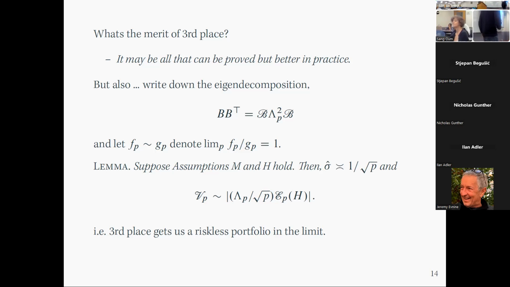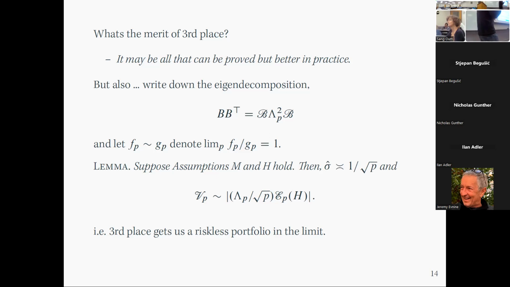The lambda are the eigenvalues, which by assumption M, the Chamberlain-Rothschild assumption, are going to grow linearly with P. It's just a different way to rewrite things, and it's going to help me because in this lemma, under assumptions M and H, we have two things. The estimated risk decays. There's a subscript P missing on the sigma hat. Apologies. But that thing is decaying at the rate of 1 over square root of P. So the estimated risk, what you think the risk is, is going to 0.